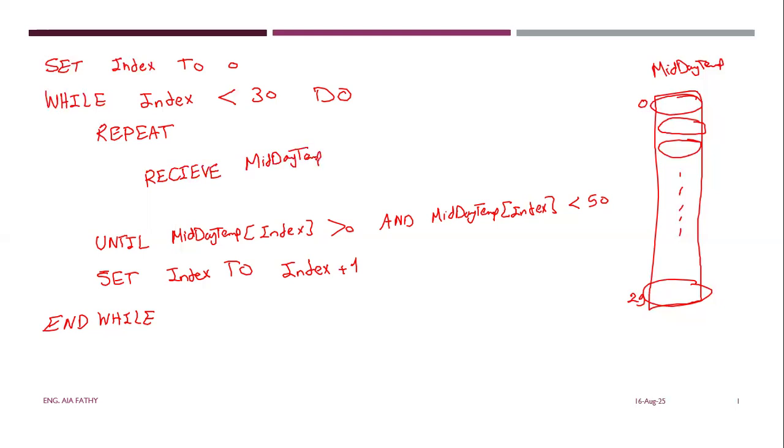Midday temp of index from keyboard. So you will receive the temperature from your keyboard, and it will check if it is more than 0 and less than 50. You will make an increment for it. But this is for midday.